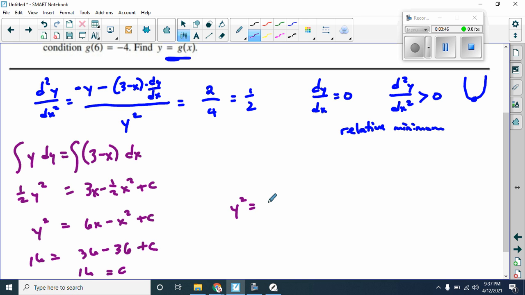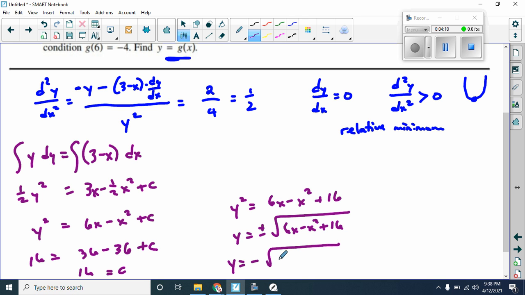So y squared equals 6x minus x squared plus 16. Square root of both sides would give me plus or minus the square root of 6x minus x squared plus 16. And then we want to decide which piece we need, the +1 or the -1. When I plug in 6, I just want to get -4, so plugging in 6 should give me -4. Y equals negative square root of 6x minus x squared plus 16.